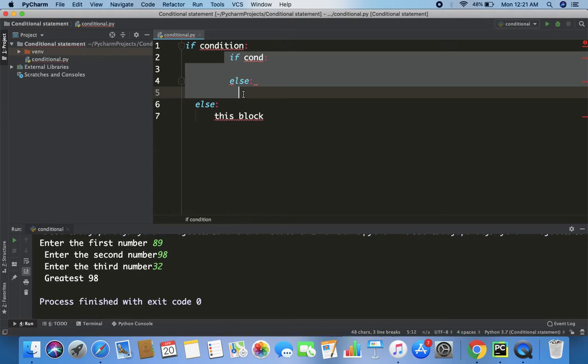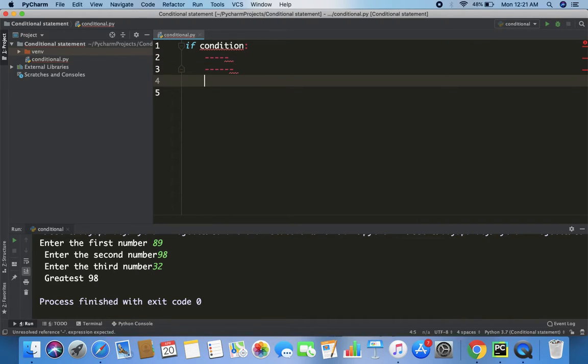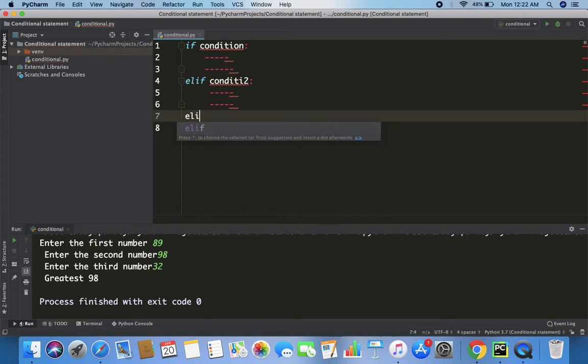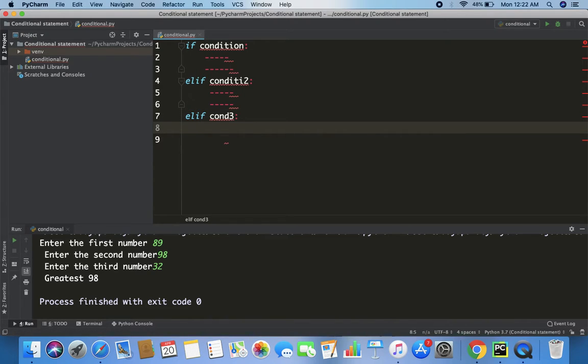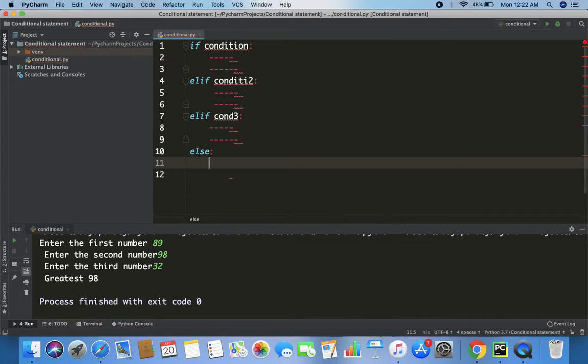There the syntax goes like: if condition, then execute this line of the code; elif condition, then execute these lines of code, this block of the code; again elif condition 3, then you can say this block of code; and else you can write the remaining.